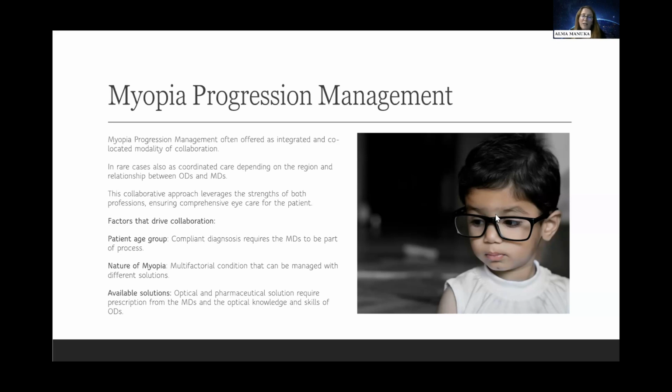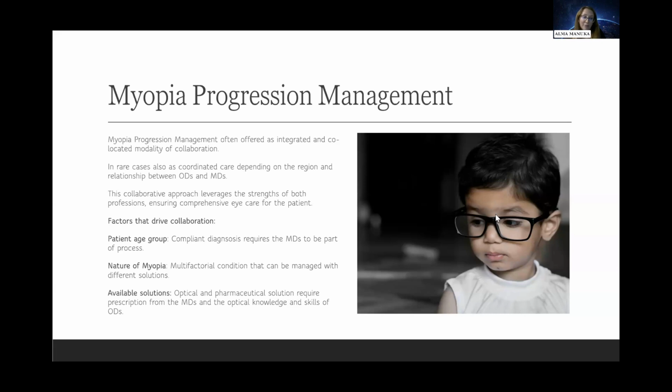So what drives this collaboration? What triggers it, or what actually requires it? The patient age group. These are children in most cases, or young patients. At least in Germany, but it applies in many other countries, optometrists could not apply any pharmaceutical to delay the eyes. So they are not allowed to actually refract patients, so children. It has to be done by an ophthalmologist.